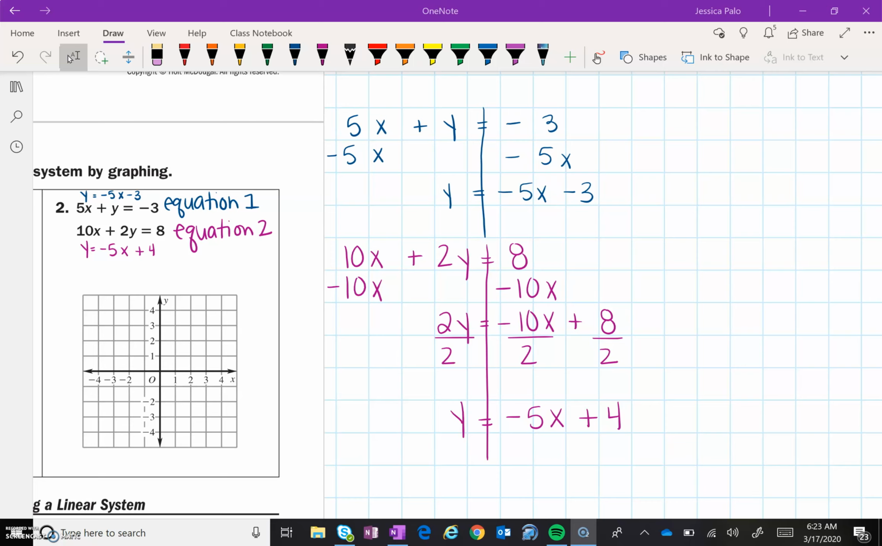What do you notice about these two equations that are now in slope-intercept form? Did you notice anything? Did you graph them yet? All right. Let's graph the first equation, equation number 1. The y-intercept is -3, and the slope is -5/1. Well, I can't go down 5 because I am out of room, so I am going to go up and to the left. 1, 2, 3, 4, 5, and 1. That's my first line.